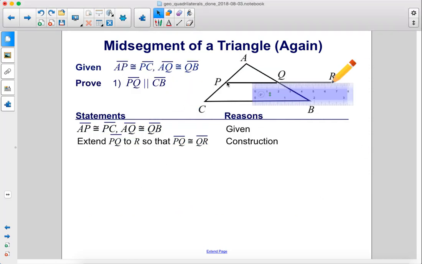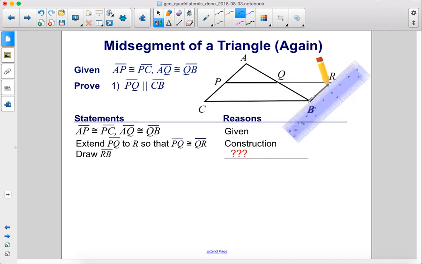Alright, so given AP equals PC, so this portion is congruent to this portion here, and AQ is congruent to QB, prove that PQ is parallel to CB. So we want to prove that this line here is parallel to this line here. So we start with our given information. Then we're going to construct another line here. We're going to extend the line PQ over to the point R so that PQ equals QR. So this segment here is congruent to this segment here.